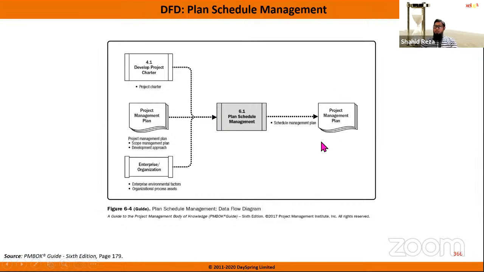Every process, you will see, is associated with this type of data flow diagram. What does it mean? We are doing the plan schedule management process, the output is the project management plan, and the inputs, where are they coming from? The project charter is an input, coming from develop project charter. We are using 2 components of the project management plan from the detailed project management plan. And the enterprise EF and OPA are the internal and external things that you need to consider when creating the schedule management plan.